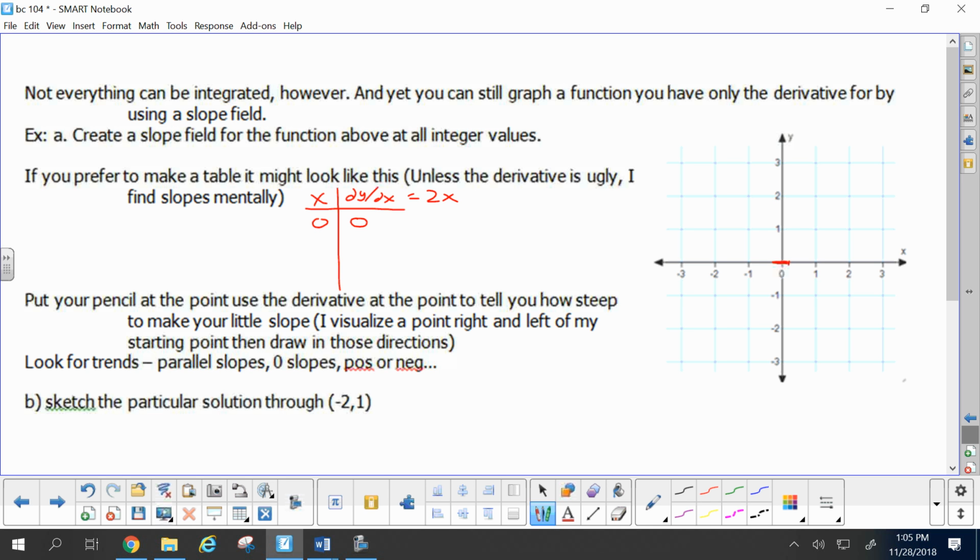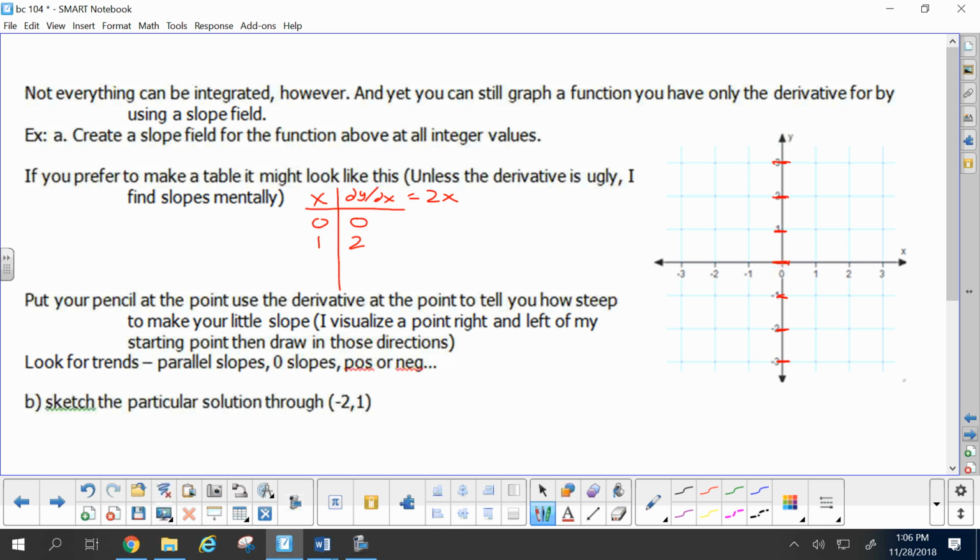And wouldn't it be 0 at any place x equals 0? So I could draw little baby slopes everywhere x is 0. What if x was 1? Then what's the slope? 2.